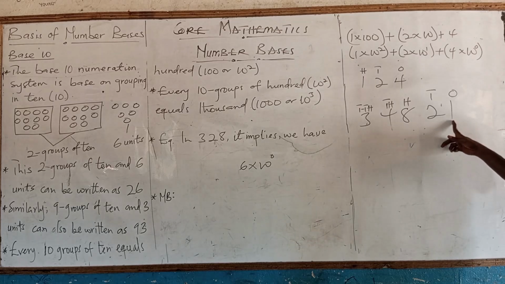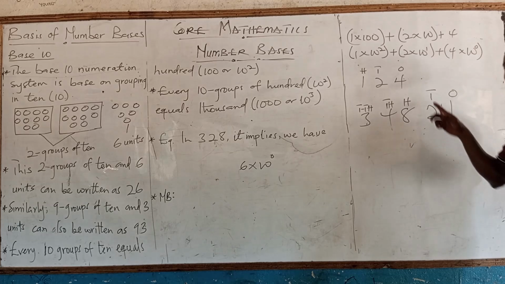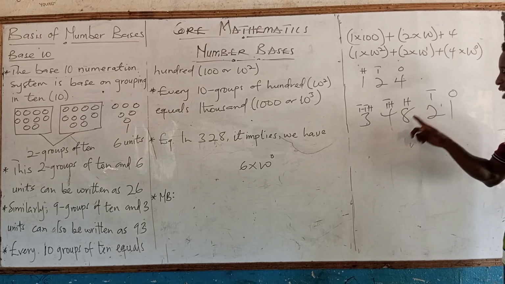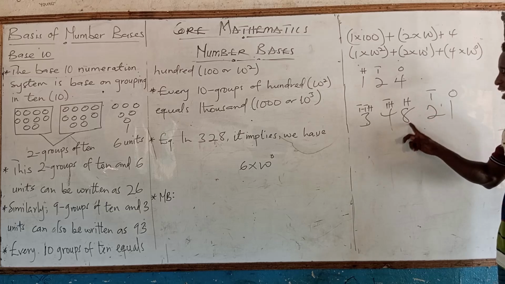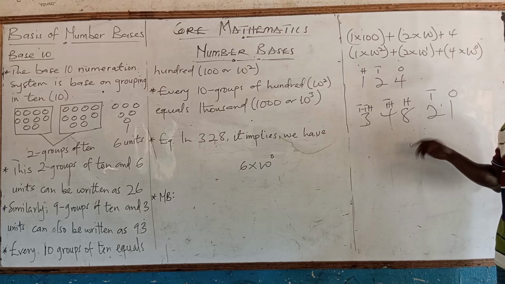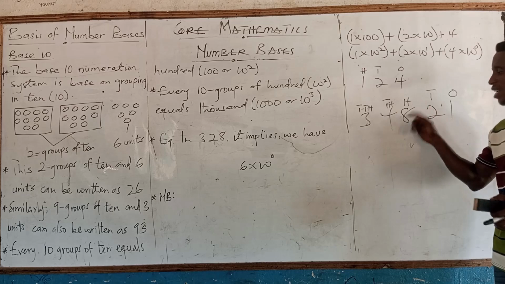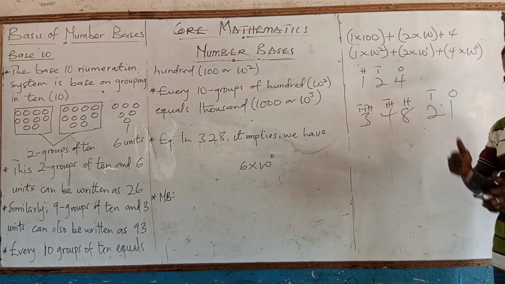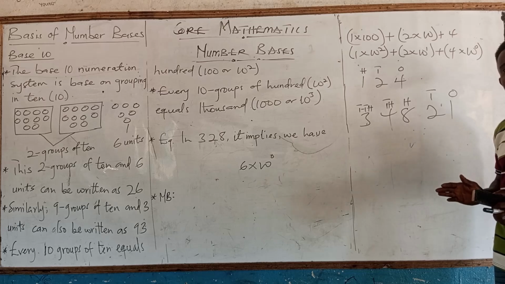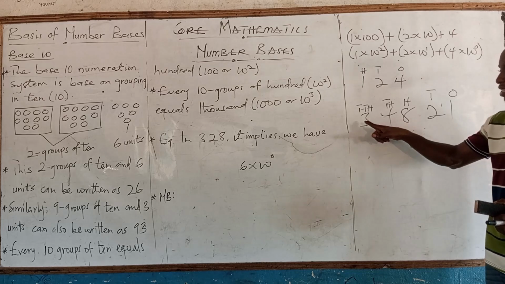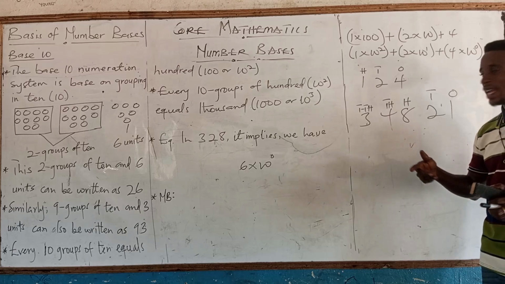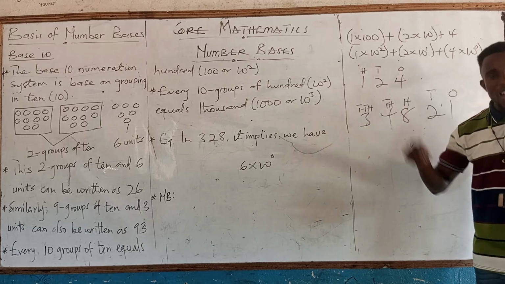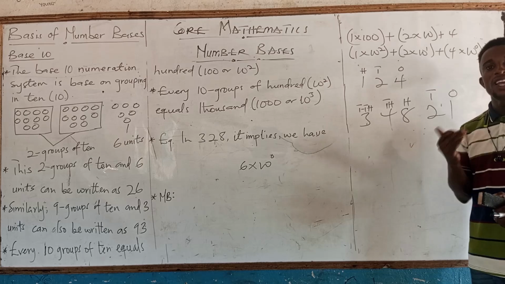Meaning this one is the unit. This one is what? We are having two groups of 10. We are having 8 groups of hundreds. So this 8 is in hundreds. Meaning what? We are having 8 groups of hundreds. This 4 also is in what? Thousand. Meaning we are having 4 groups of what? Thousand. Are we getting that? Okay. Then we have these 3. That one too is also in 10 what? Thousand. Meaning we have 3 groups of 10,000.